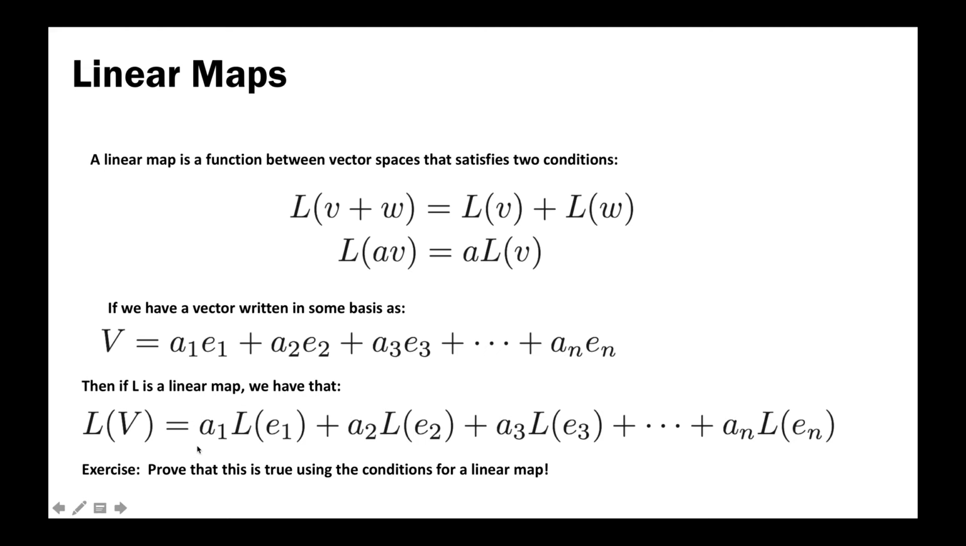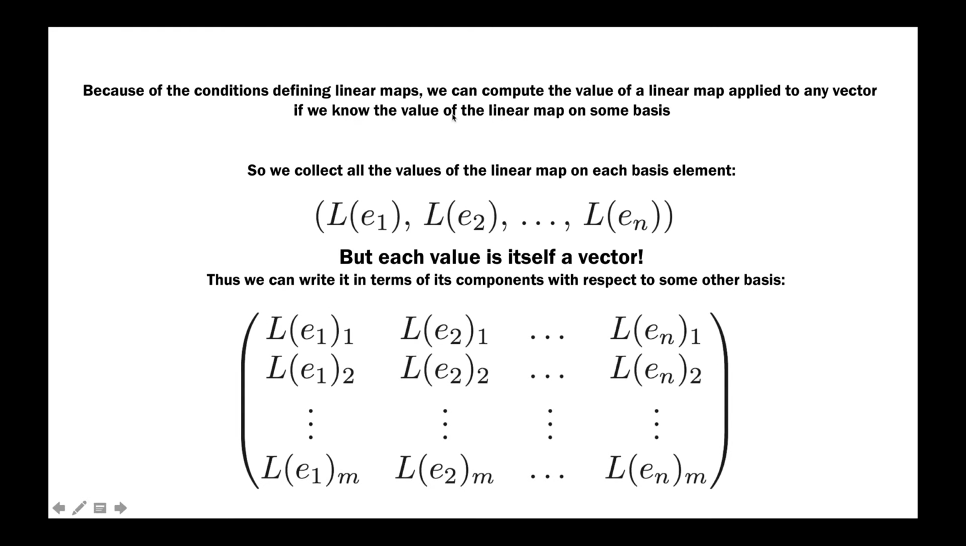So what does this mean? These are numbers, these are constants, and these are vectors. So all we need to know to evaluate a linear map on any vector is to know the value of the linear map on each basis element: L of e1, L of e2, L of en. But each one of these is a vector, because the linear map takes in a vector, which is this basis element, and it gives me a new vector.